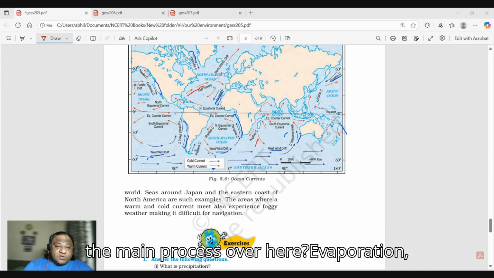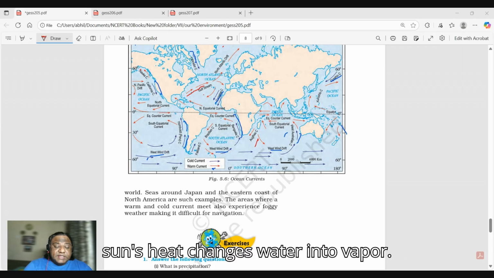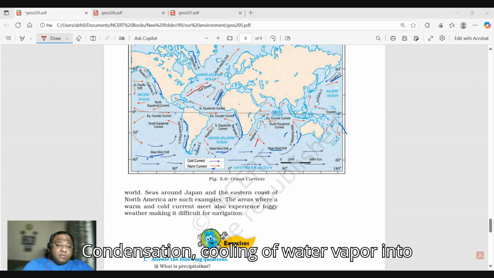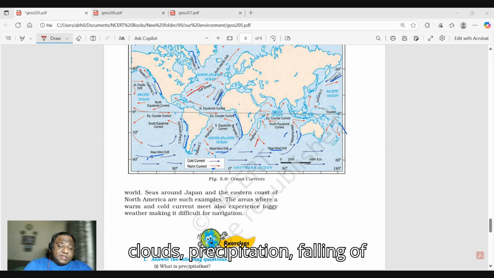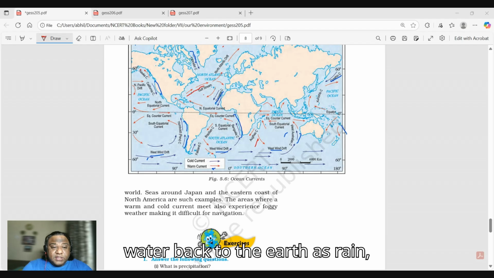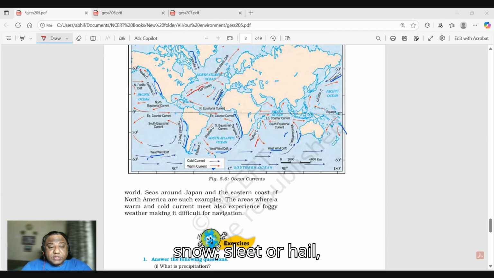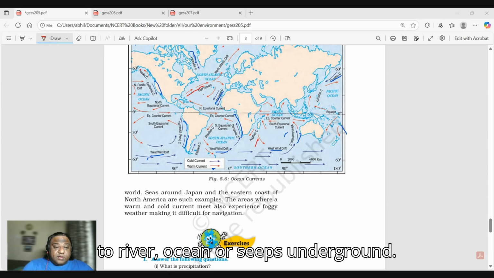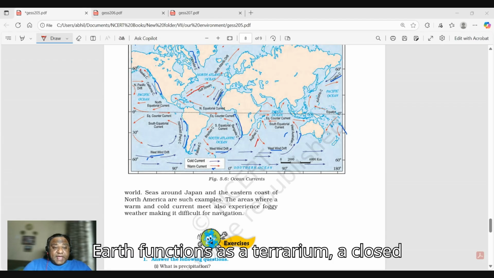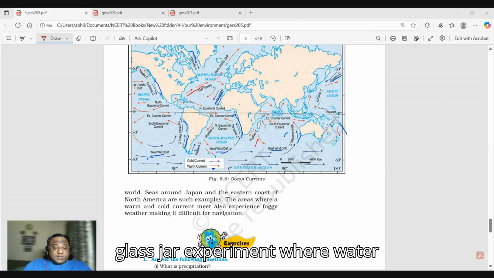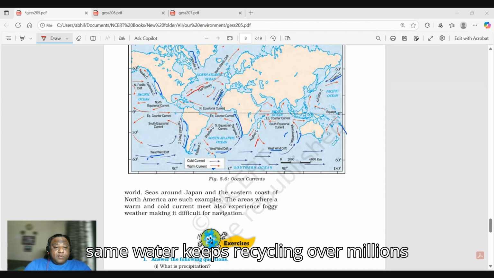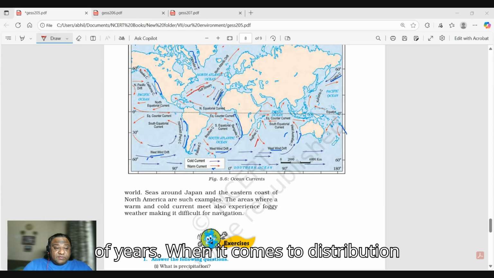So, what are the main processes over here? Evaporation: the sun's heat changes water into vapor. Condensation: cooling of water vapor into clouds. Precipitation: falling of water back to the earth as rain, snow, sleet, or hail. Runoff or infiltration: water flows back to rivers and oceans, or seeps underground. Earth functions as a terrarium, a closed glass jar experiment where water evaporates and condenses inside. The same water keeps recycling over millions of years.